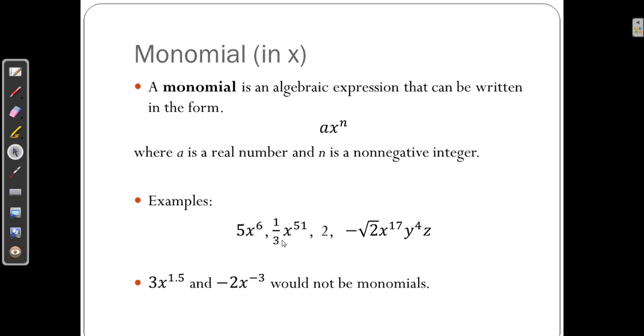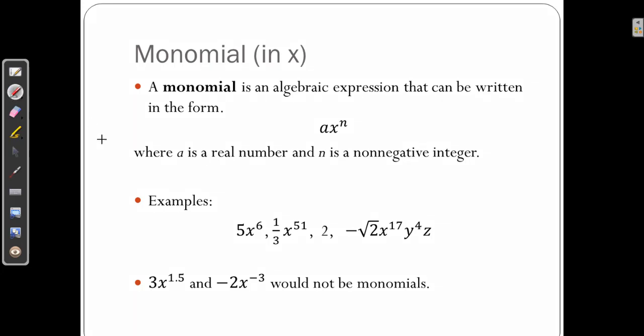So these are all monomials. Negative square root of 2 is a real number, it's just an irrational number. 1/3 is a real number, 5 is a real number, 2 is a real number. And each of these have an exponent that is an integer, and that is non-negative. This one shows you that it doesn't have to be a monomial just in X. It could be a monomial in Y or in several variables. To be a monomial, it just has to be a multiplication of a real number and some variables raised to an exponent.